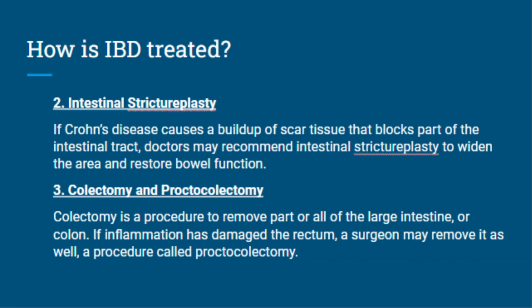2. Intestinal strictureplasty. If Crohn's disease causes a buildup of scar tissue that blocks part of the intestinal tract, doctors may recommend intestinal strictureplasty to widen the area and restore bowel function. 3. Colectomy and proctocolectomy. Colectomy is a procedure to remove part or all of the large intestine, or colon. If inflammation has damaged the rectum, a surgeon may remove it as well, a procedure called proctocolectomy.